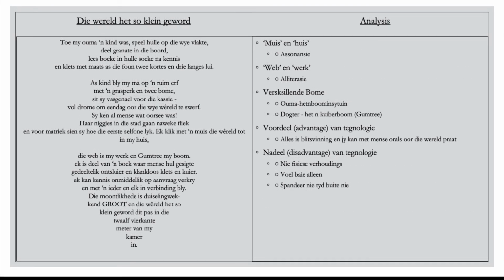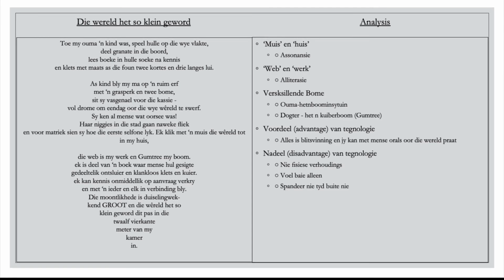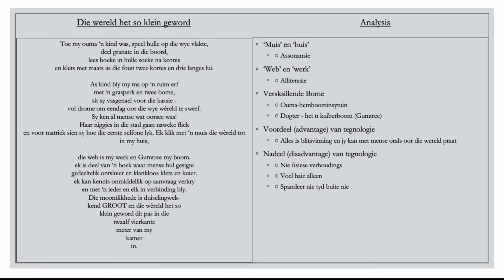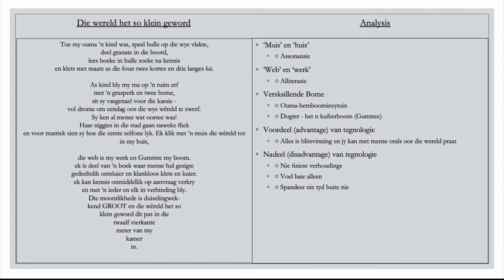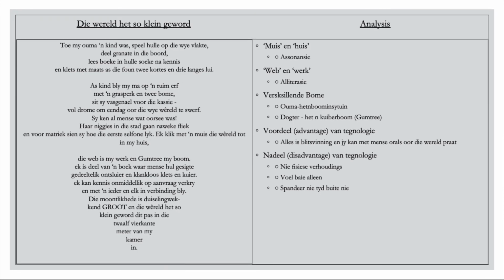So now we're just going to do some language. There is assonansie that you need to look at, which is the repetition of like vowel sounds. Then there's verb en werk, which is alliteratie, the repetition of consonants at the beginning of a word. Then I spoke about the verskillende bome before. Obviously, the Oma has an actual tree in her garden, and the daughter has a cyber tree, which is a gum tree.